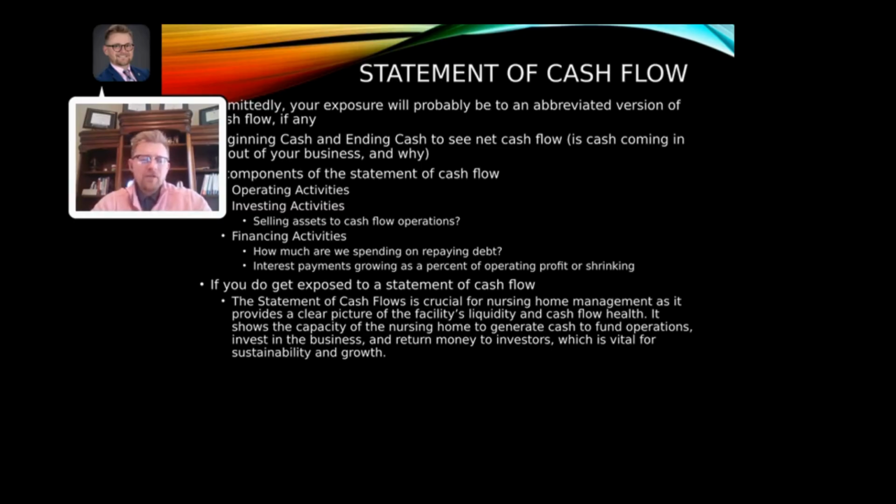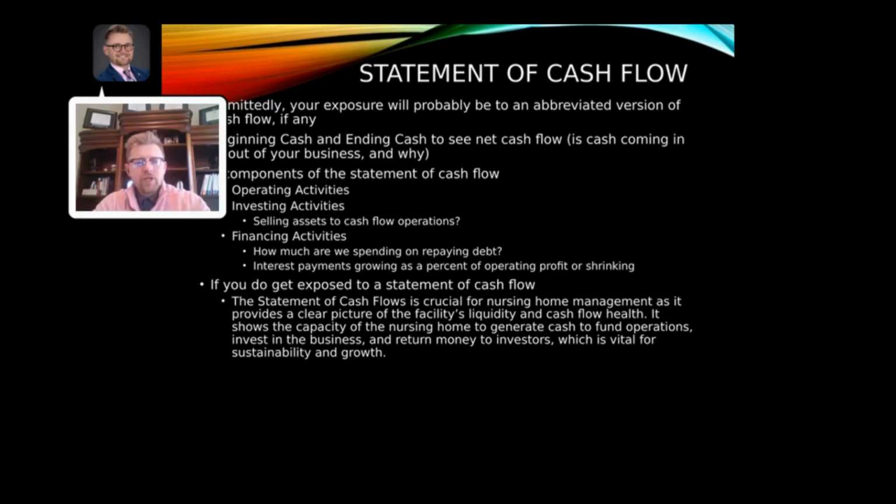The statement of cash flows has three components, and they're pretty self-explanatory. You have the operating activity component, investing activities, and financing activities. The operating activities would be cash flow from operating, right? From taking care of patients, from billing insurance, things like that.